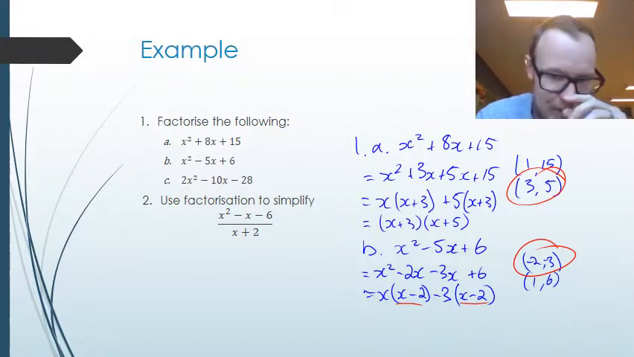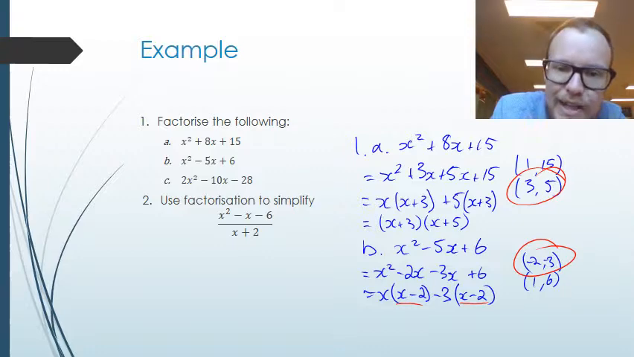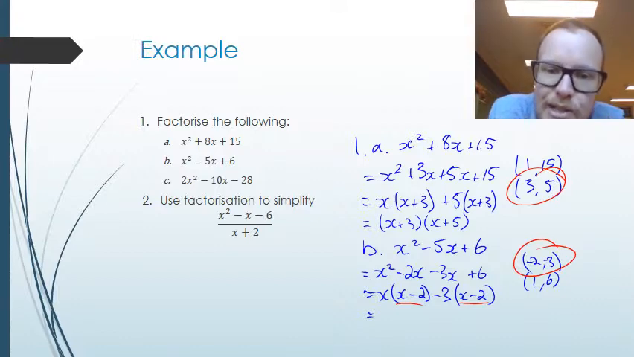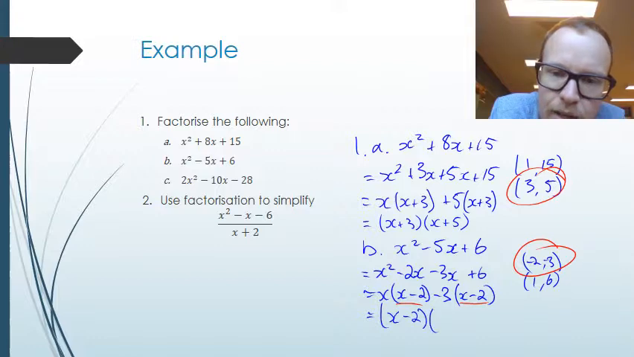So you might need to think creatively, and if you don't get that same factor being inside the brackets, you might need to go back and think about how you're going to factorise it slightly differently. So x minus 2 is now the common factor, and I'm left with x minus 3 there.